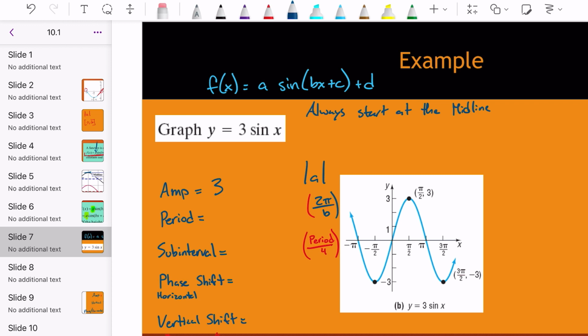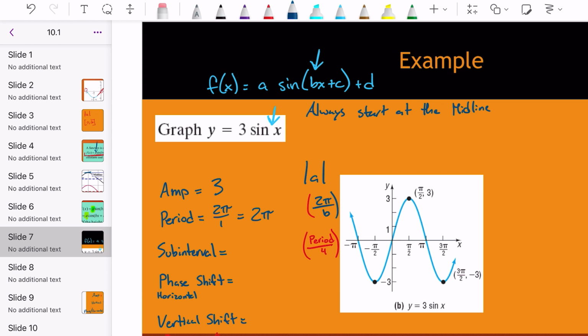Now, when we're looking at the period, in order to figure that out, you're going to multiply 2 pi and divide it by b. Now in this case, our b, which would be in this position right here, would also be what is in front of the x. In this case, it is 1. So when we go ahead and work this problem, we're going to say 2 pi over 1 or 2 pi as a final answer.